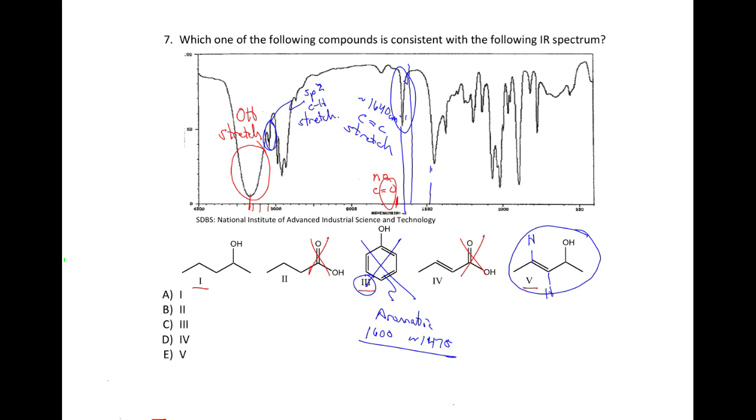So you can see that not only do I have the carbon-carbon double bond stretch around 1640, I have the sp2 hybridized carbon-hydrogen stretch at 3100, and I have the broad stretch around 3350, which represents the hydroxyl stretch.